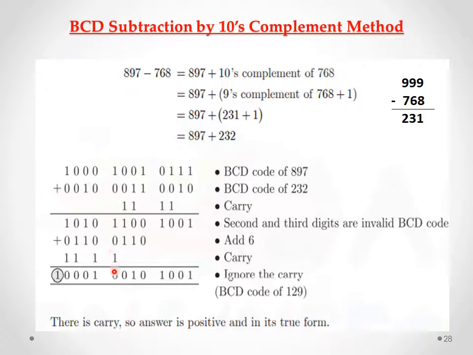So 1 plus 1 is 0, then 1 carry is forwarded here. So 1 writing here. Then 1 plus 1 is 0, again carry. So 1 plus 1 is 0, again carry. So 1 plus 1 is 0, the carry is presented here. In this 10's complement method, we have to ignore the carry. So the final answer is 129.